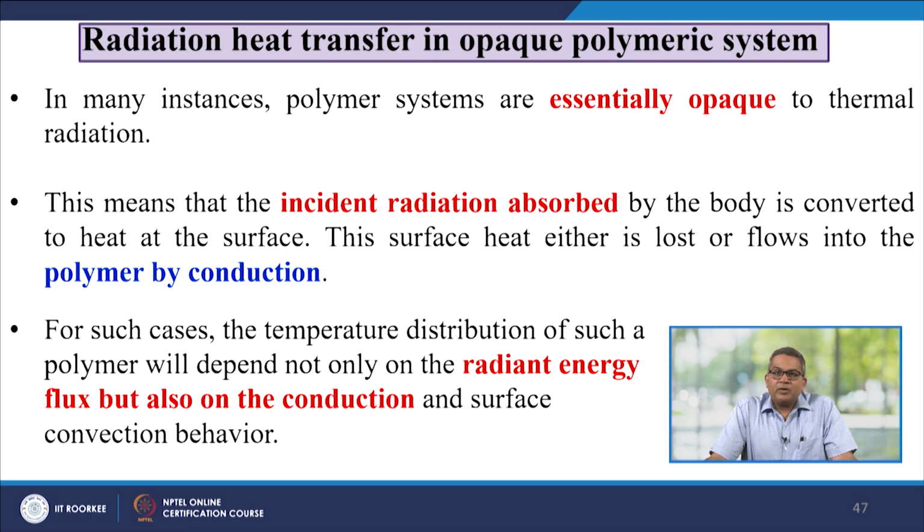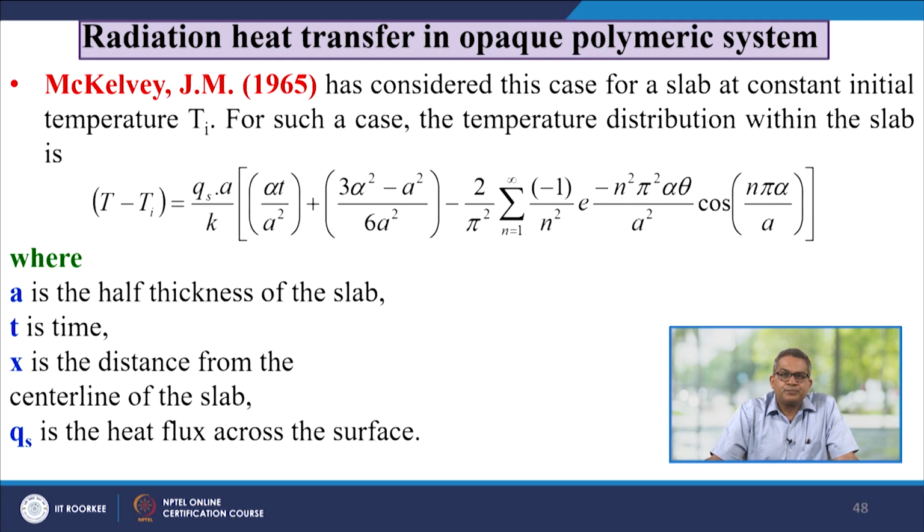Now let us talk about the radiation heat transfer in opaque polymeric systems. In many instances, polymer systems are essentially opaque to thermal radiation. This means that incident radiation absorbed by the body is converted to heat at the surface. Now this surface heat either is lost or flows into the polymer by conduction. So for such cases, the temperature distribution of such a polymer will depend not only on the radiant energy flux but also on the conduction and surface convection behavior.